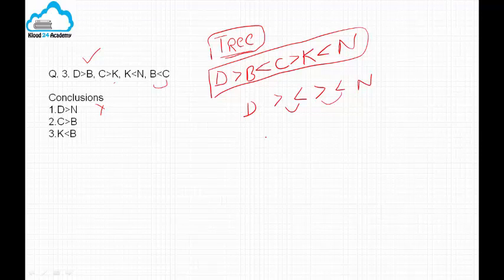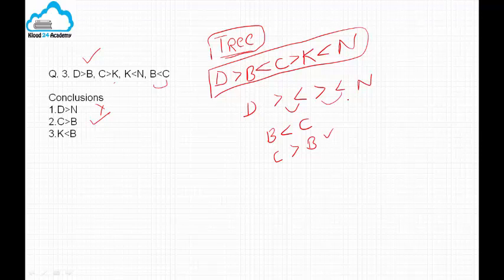Between C and B, what have they given? B is less than C. In question, B is less than C. And in conclusion, they have asked C is greater than B or not. So we'll apply rule of flip. We'll flip it. Less than becomes greater than. B की जगह C and C की जगह B. So yes, this is correct.